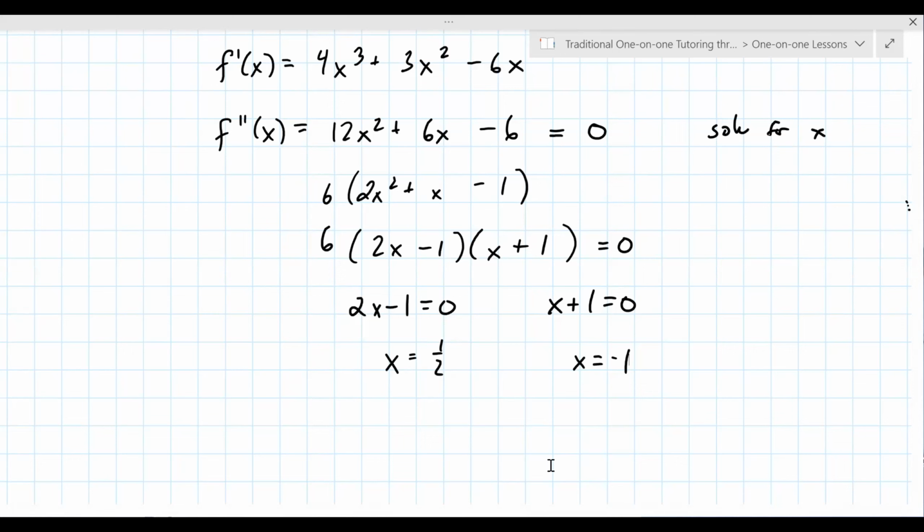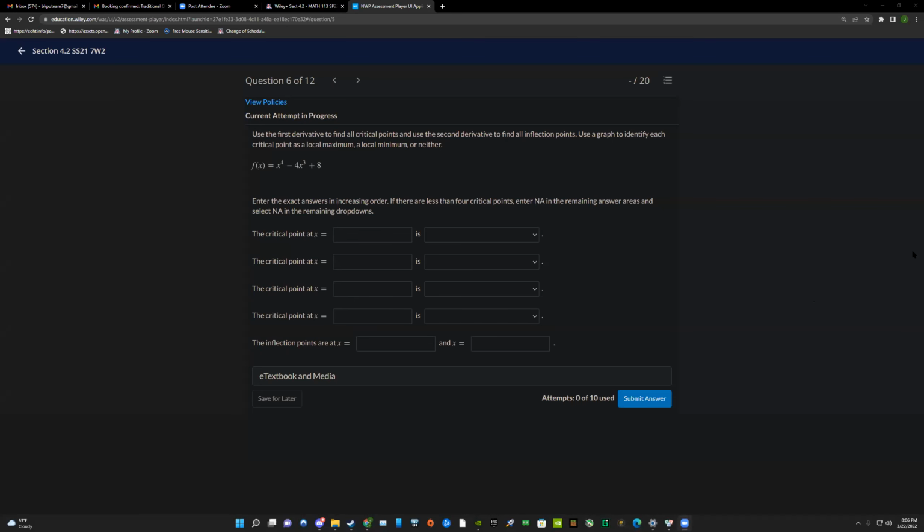All right. I'll go back to sharing. Here we go. All right, so this one wants a table of critical and inflection points. So let me grab all of this and then we'll work through it. All right, so I'll share my screen.